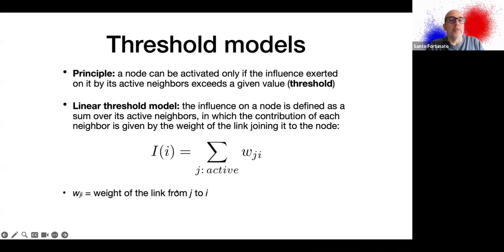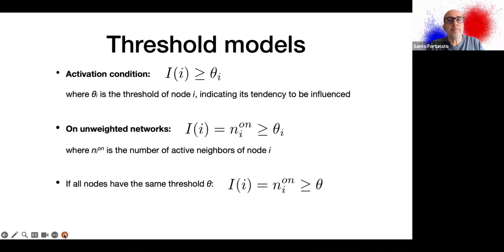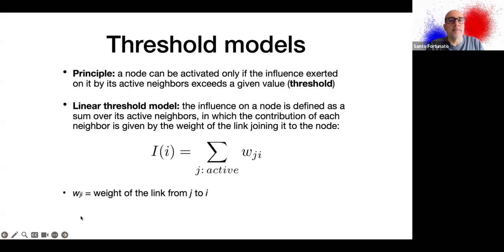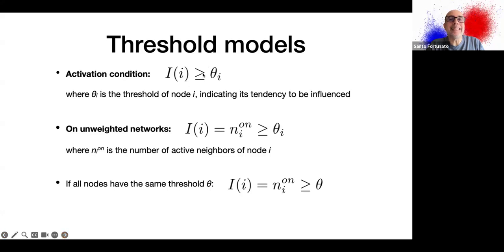And Wji is the weight of the link going from j to I, because it can also be directed. And in this case, Wji and Wij may not be the same number. The activation condition is that if this expression that you see here, the influence on node I, exceeds a certain value, which, as you see from the subscript, generally depends on the node, because not everybody is as easy to convince as others, then I becomes active.